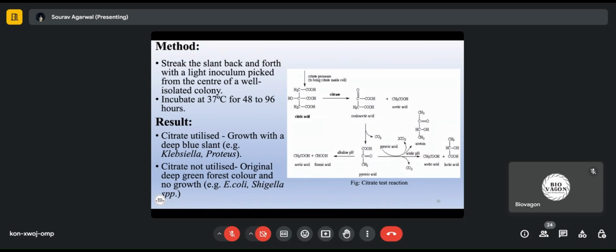But you also have to make sure of one thing: your control test tube should be green in color even after 96 hours, even after 4 or 5 days, whatever incubation period you are keeping. Your test might change but your control shouldn't change. If your control changes, that's when you understand that this test can't be processed anymore and you have to discard everything. So here, as you know, the positive result is green to blue, and the negative result is the original deep forest green color.